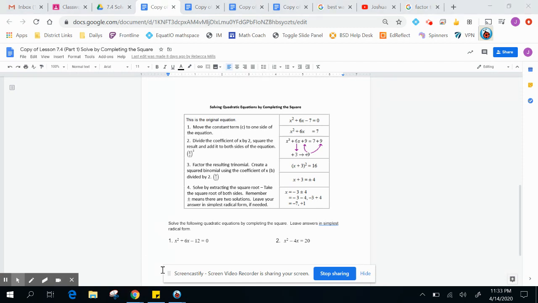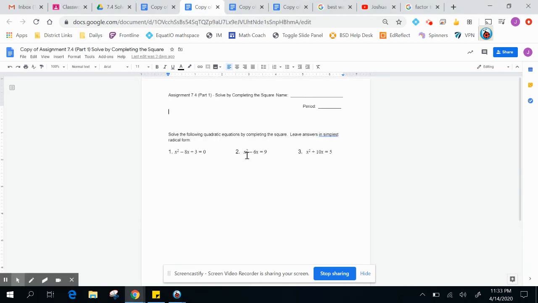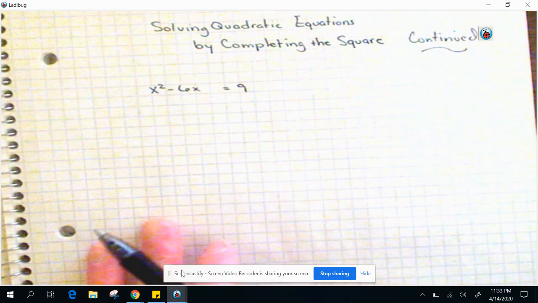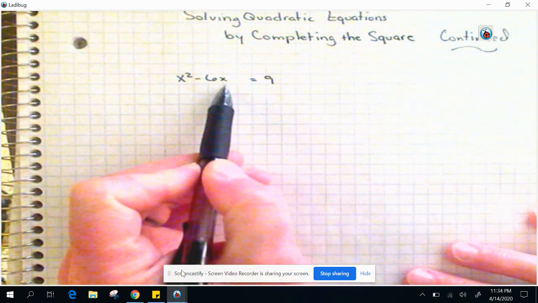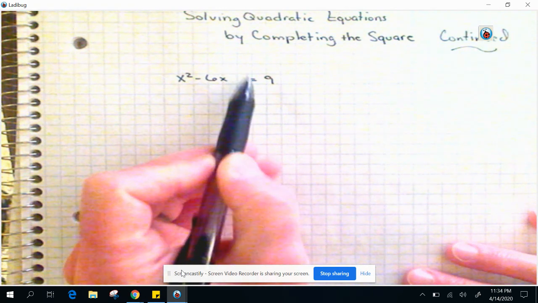Okay, so take a look here. I'm going to look at this question. We're going to do the second one right here. So x squared minus 6x equals 9. So let me bring you here. Okay, so this was number 2 on your homework. Okay, so the constant, the c value is already over here. So there's the space for us to complete the square.